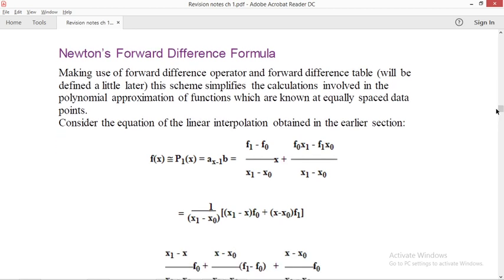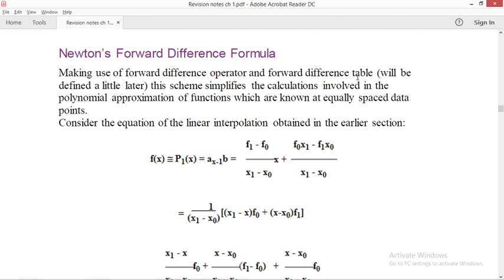Now, we go towards the interpolation. The basic idea of interpolation is when we have a curve and we have certain points on that curve, we try to find the point next or the point in between. So we have this method called Newton's forward difference formula. Making use of the forward difference operator and the forward difference table, this scheme simplifies the calculation involving the polynomial approximation of functions which are at equally spaced data points.